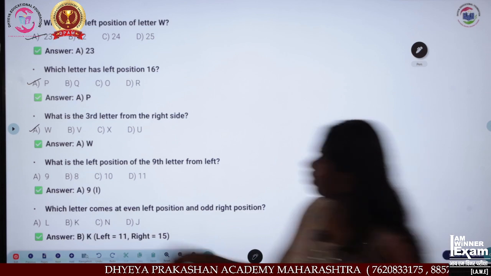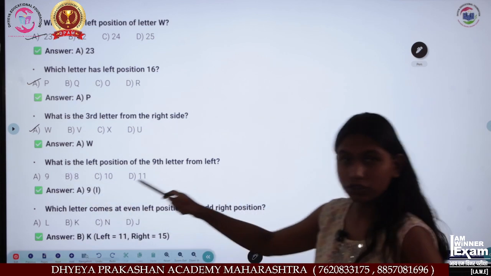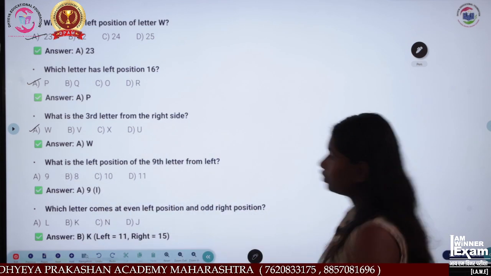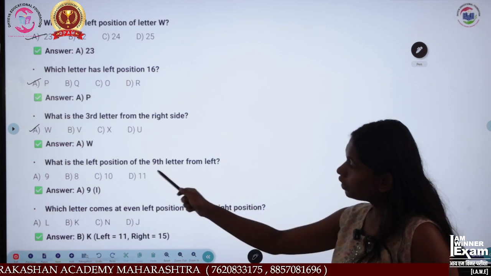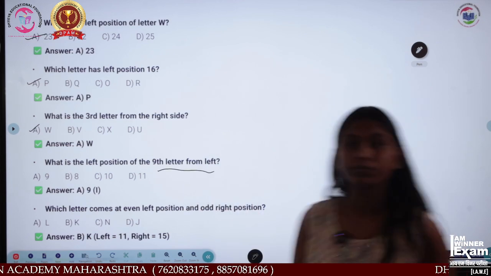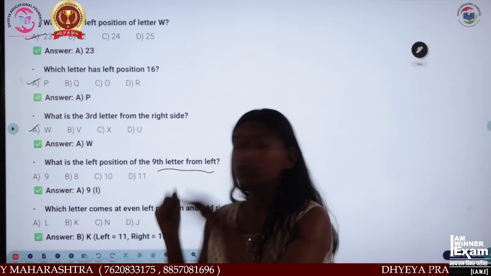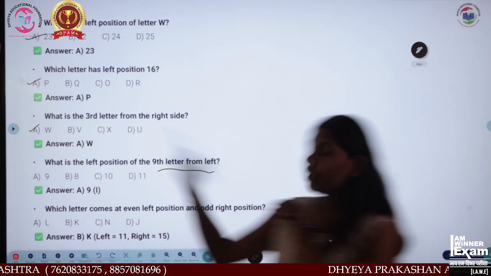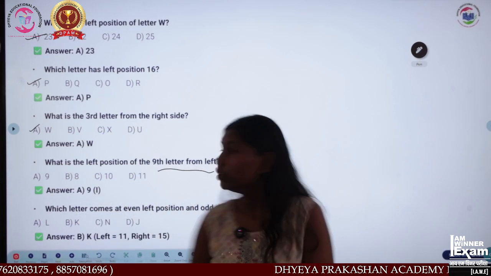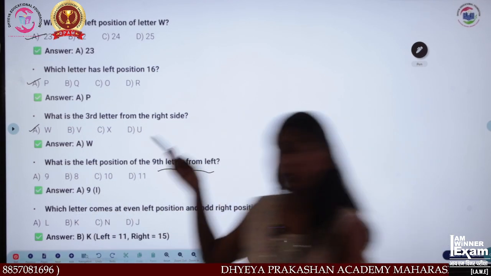Then what is the left position of the ninth letter from the left?